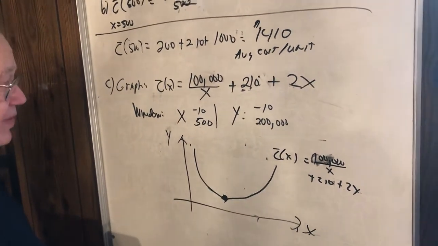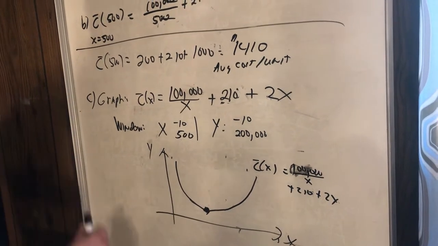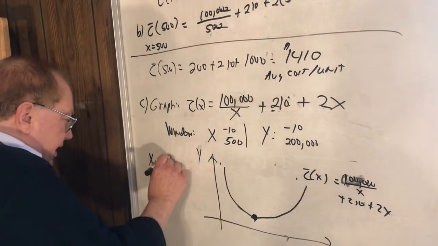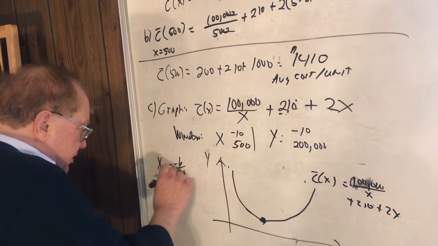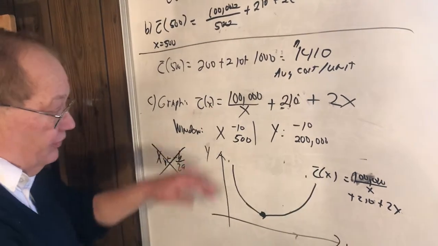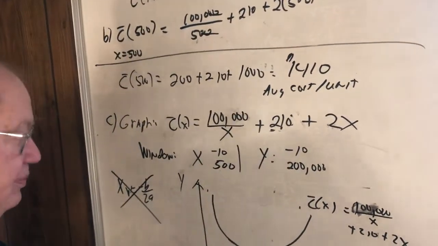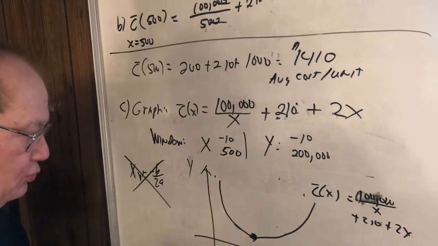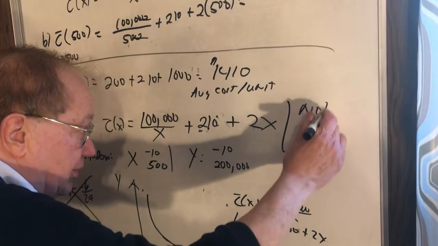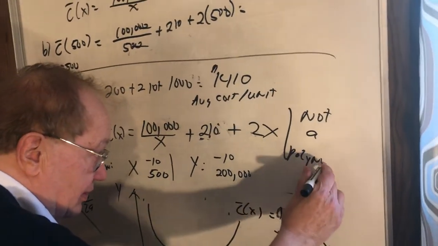Now how do I find the minimum cost? Well, I cannot use x equals minus b over 2a. You cannot use that. That's only for polynomials. This is not a polynomial. This becomes almost a rational type function. There are no parrots involved.